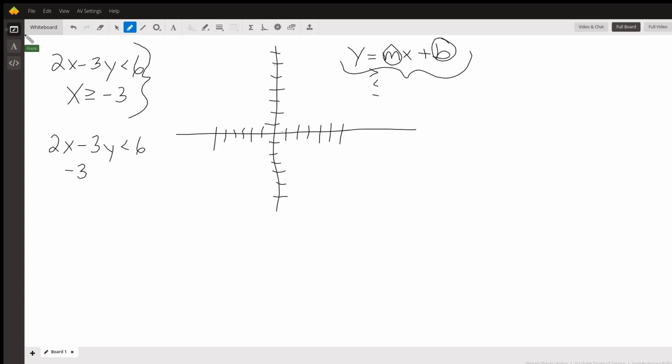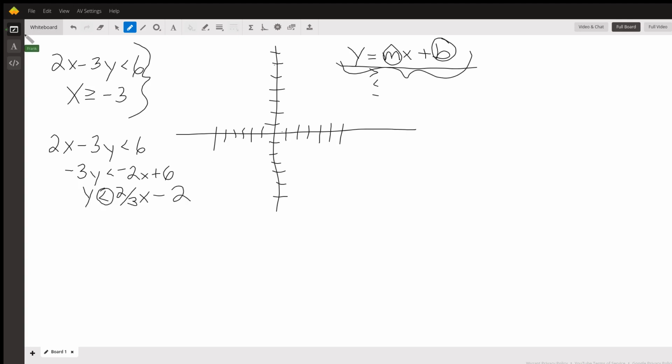So 2x minus 3y is less than 6. I'm going to subtract 2x from both sides. 3y is less than minus 2x plus 6. I could have written 6 minus 2x, doesn't matter. But y equals mx plus b, I'll put it in that same order. Then I divide both sides by negative 3. Y is less than negative 2 over negative 3, the negatives cancel out, so it's 2/3 x. Positive 6 divided by negative 3 is negative 2.